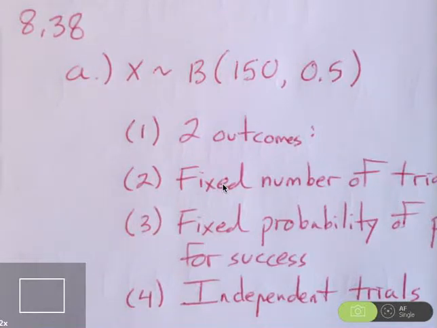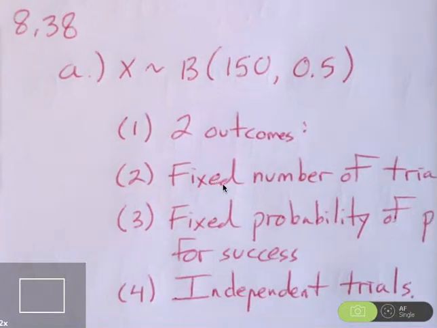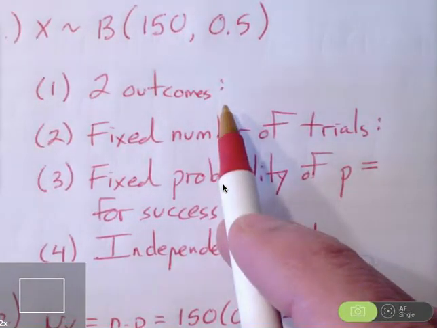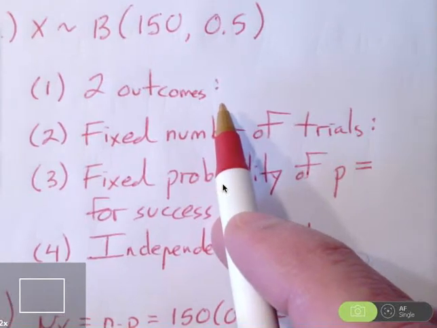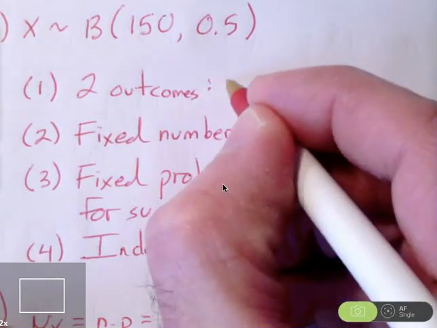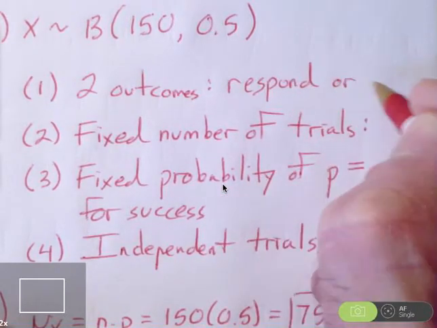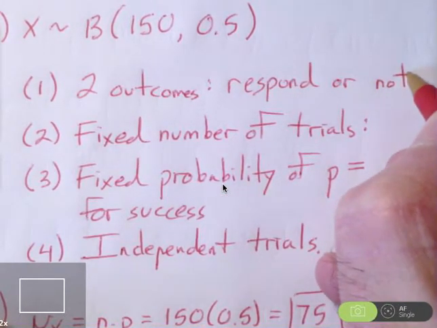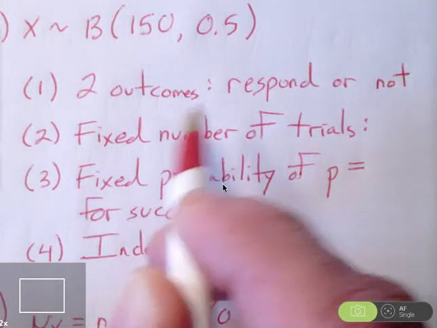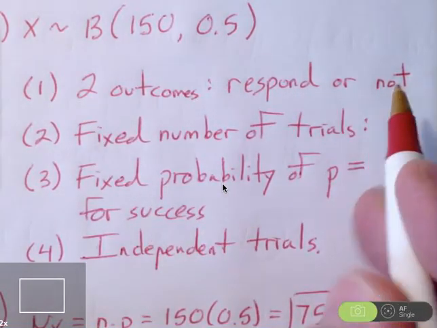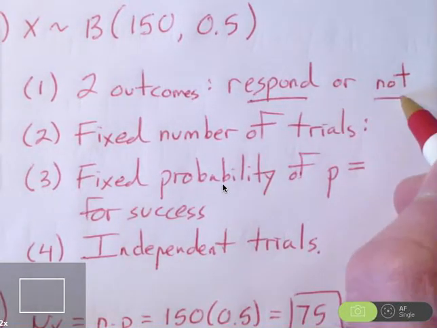So in part A, your job is to explain why we can use a binomial model to represent this. So there are 4 conditions to consider. First of all, there are 2 outcomes. The company either responds or not. So something important, you should always write in context. So please don't just list that there are 2 outcomes. Please describe what those outcomes are. They respond or they do not respond.